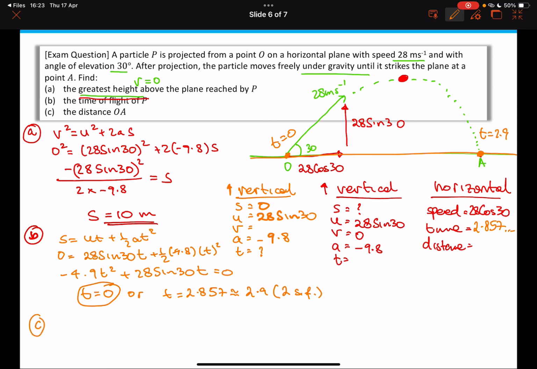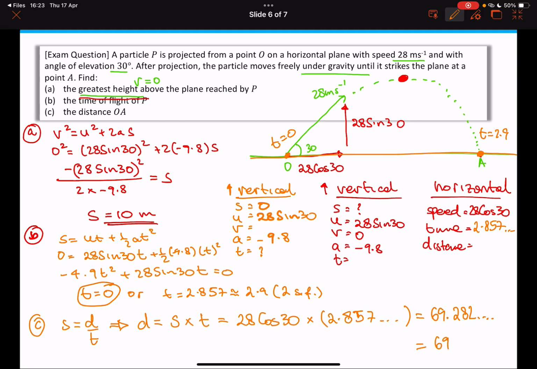So part C then, again I'm starting with speed is equal to distance over time. I'm trying to find my horizontal distance, so distance is going to be equal to speed times time. My speed horizontally was 28 cos 30. Time is the time I just calculated, which is 2.857. I'm putting in 3 decimal places, but you can add more if you want to. And therefore that gives us an answer of 69.282, which can be rounded to 69 meters to two significant figures.